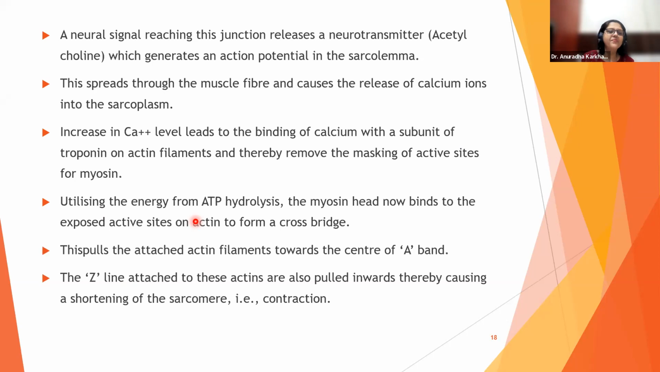Now what happens? See, this pulls the attached actin filaments towards the A band. You already know where the A band is. Do you know where the A band is? You know, right? So this, which is like this, will be pulled inwards. So the actin filaments will be pulled inside. So when the actin filaments are pulled inside, what will happen? This is the sarcomere, this is the Z line. Actin is attached to the Z line. Now if I am pulling this, what is happening? My hands are automatically coming inwards. Yes or no?